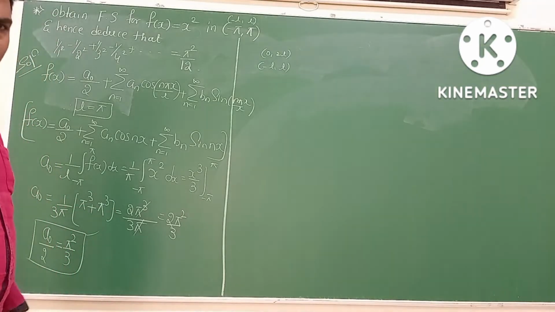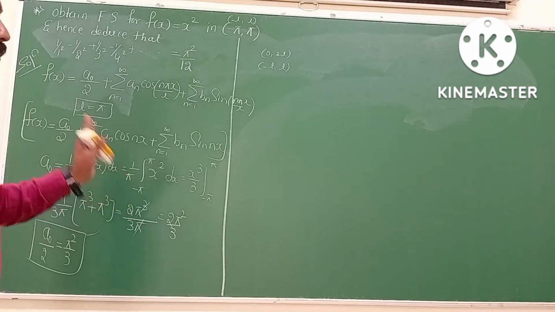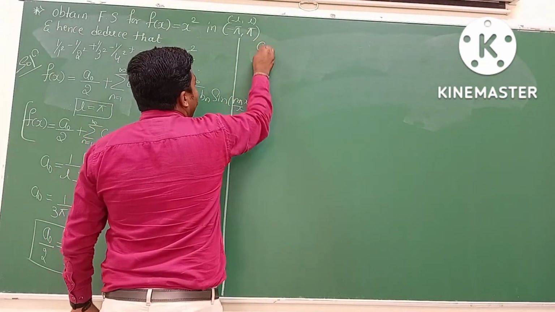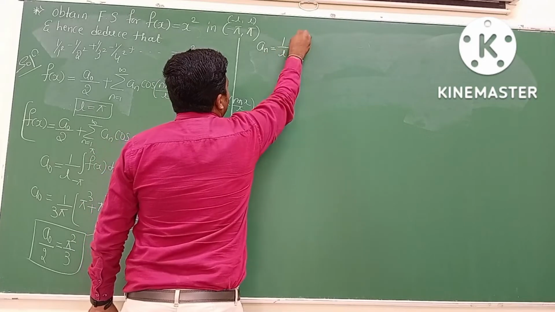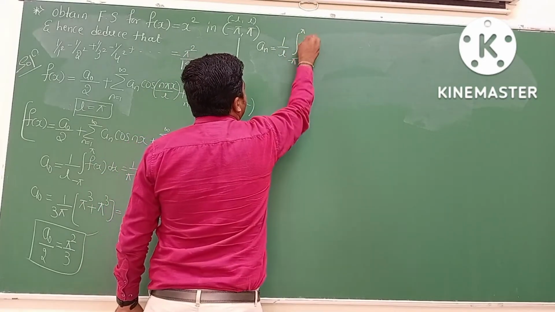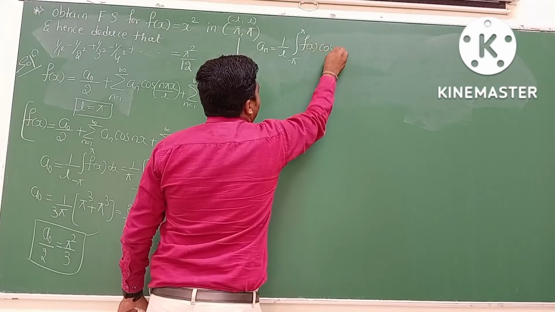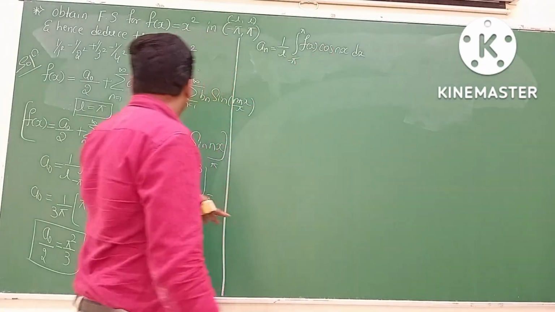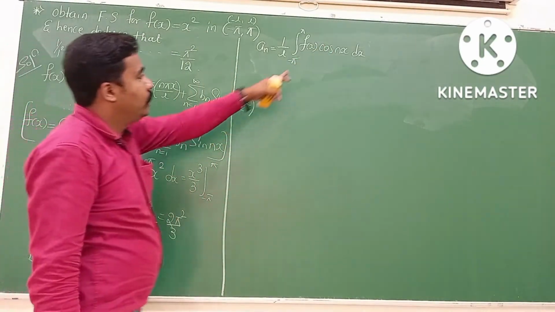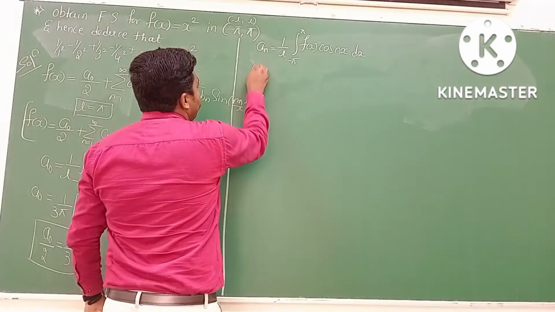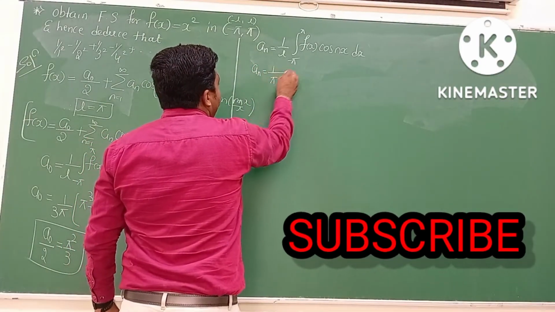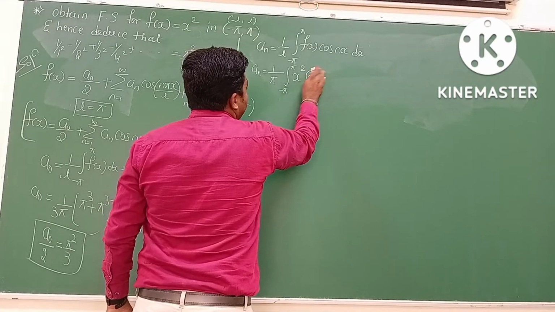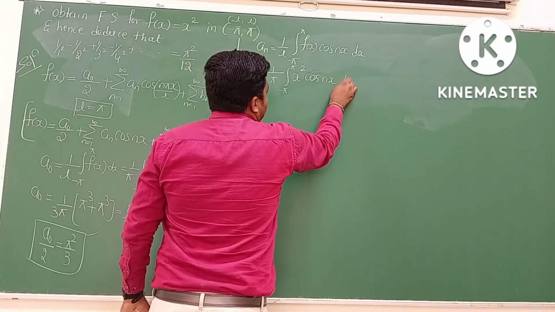Dear students, it is a very simple concept. The only thing you should know is how to integrate and how to apply the limits. Then we will move on to the a n value. How to find a n? Again the formula says 1 by L integral minus pi to pi f of x cos n pi x by L into dx. Since we know L value equal to pi, therefore only cos nx will come there. So what happens is a n equal to 1 by pi integral minus pi to pi. What is f of x? x square cos nx dx.